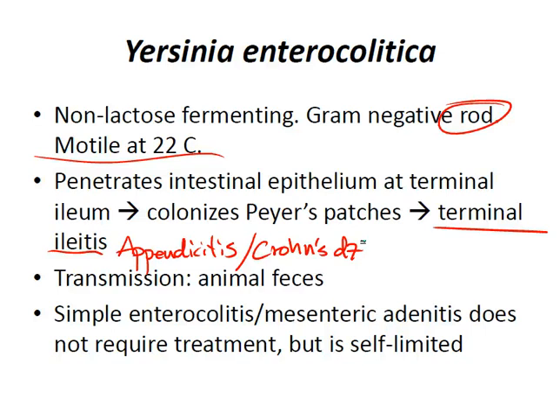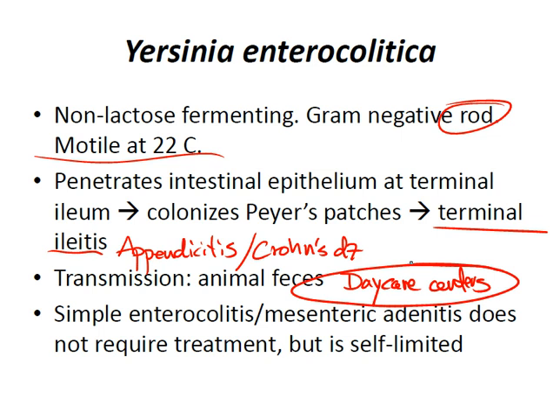Outbreaks occur a lot in daycare centers. That's a big clue for you on the board. So be thinking about Yersinia enterocolitica. Outbreaks occur in daycare centers. Simple enterocolitis or mesenteric adenitis does not require treatment but is self-limited. Okay? So that's Yersinia enterocolitica for you.